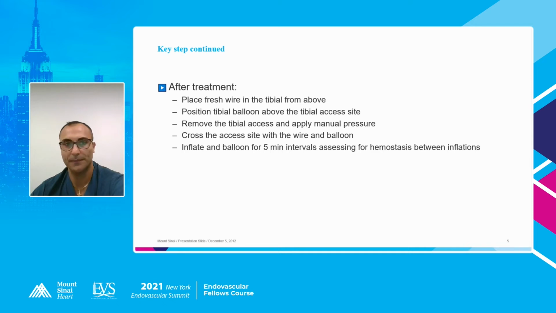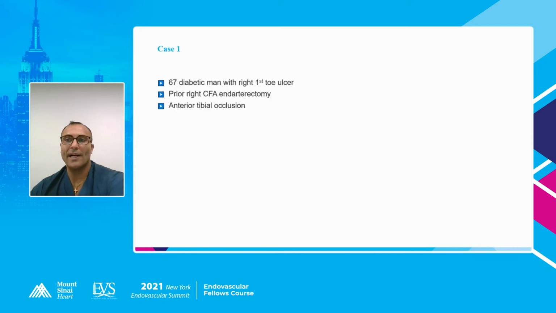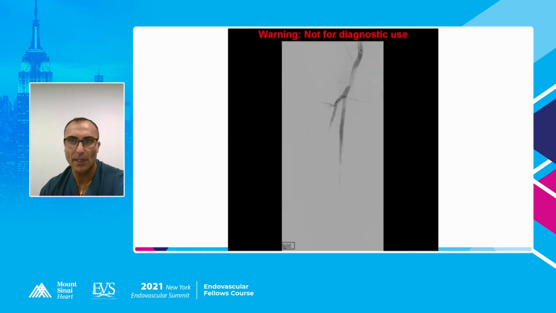of the distal vessel. So to highlight these things with a few cases, my first case is a 67-year-old diabetic with CLI who had a prior common femoral endarterectomy and what we thought was just an anterior tibial artery occlusion, but then later learned that it was much more complex than that.